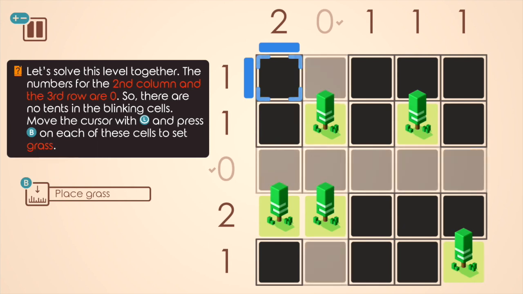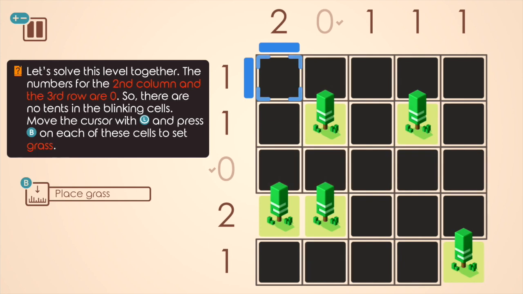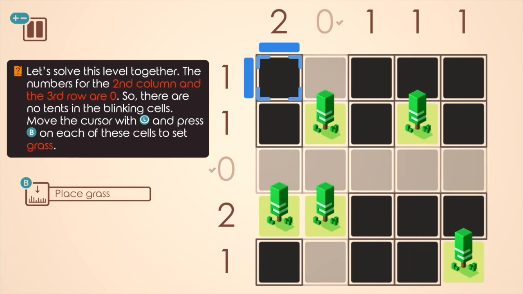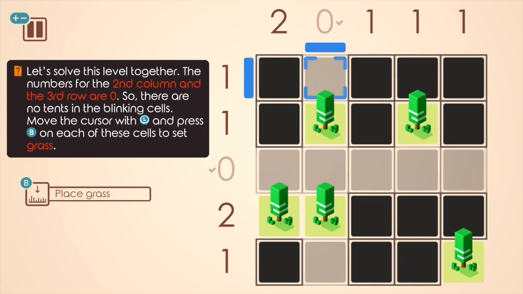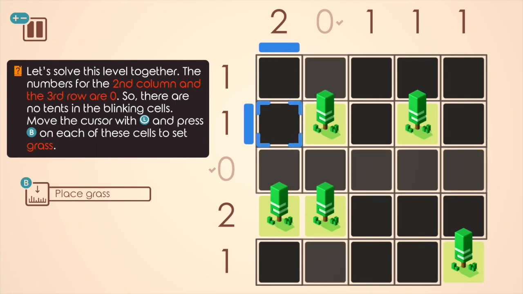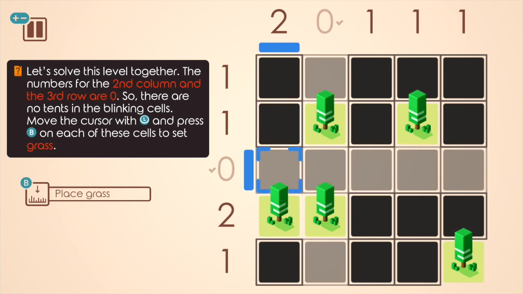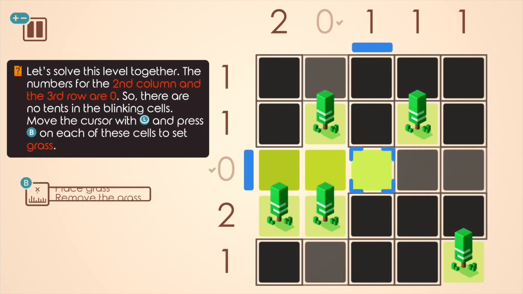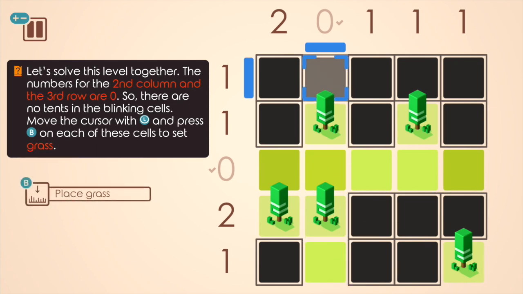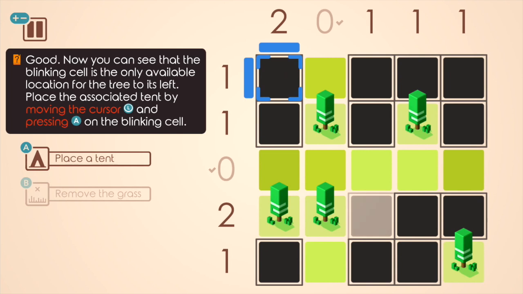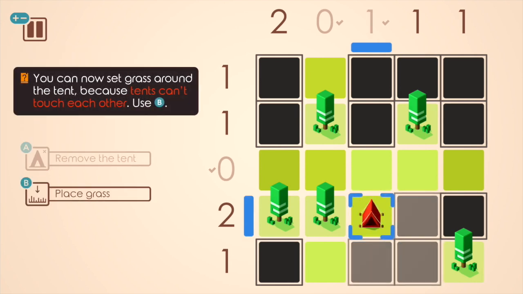Let's solve the level together. The number for the second column and third row are zero, so there are no tents in the blinking cells. Move the cursor with L and press B on each of these to set grass. So it's a little like a Sudoku or something. Press A for a tent. Now you can set grass around the tent because tents can't touch each other.